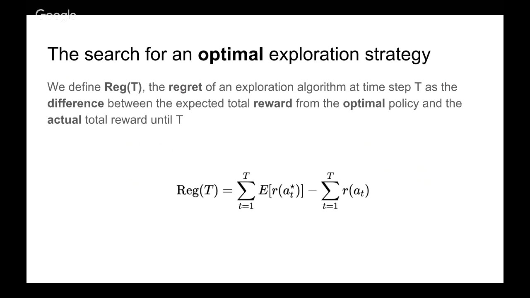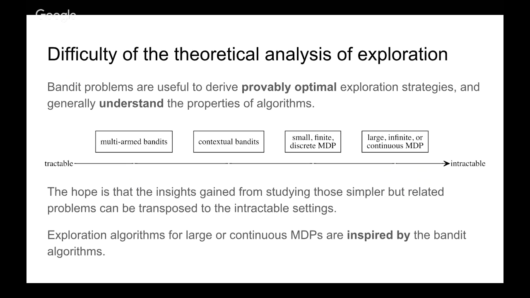So the bandits are a class of reinforcement learning problems that are interesting because we can derive for them theoretically provably optimal exploration strategies, and we can generally understand the properties of their algorithms. Then later, when we look at larger problems like continuous Markov decision processes or other similar problems, we can take inspiration from those multi-arm bandit algorithms and create algorithms that are hopefully also good, because we showed that in the simple context they were quite good.